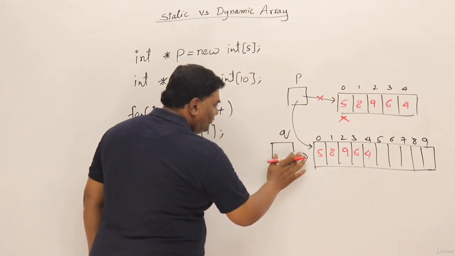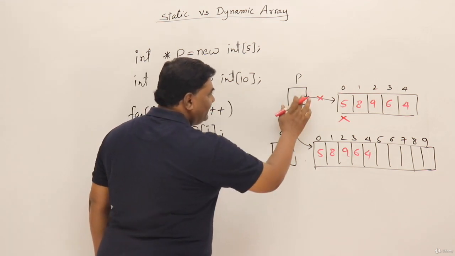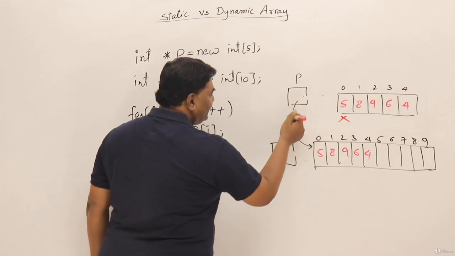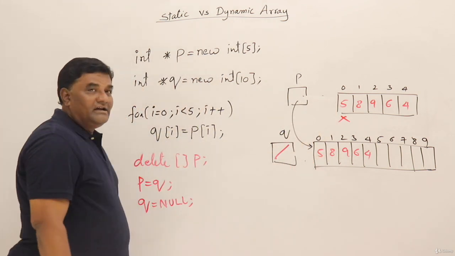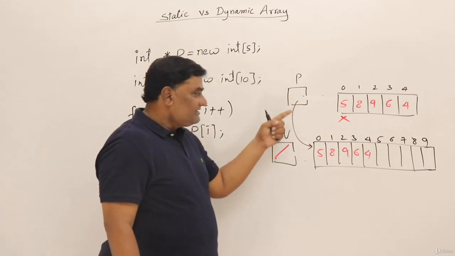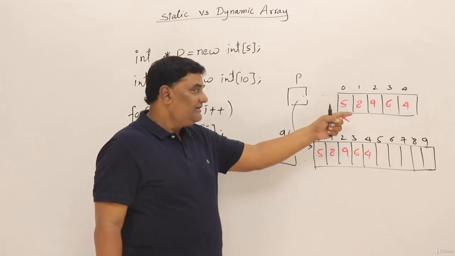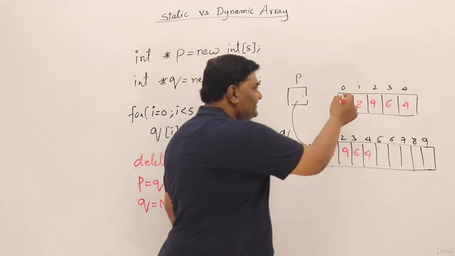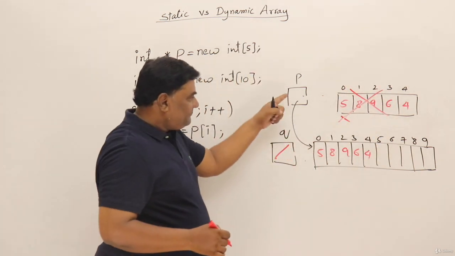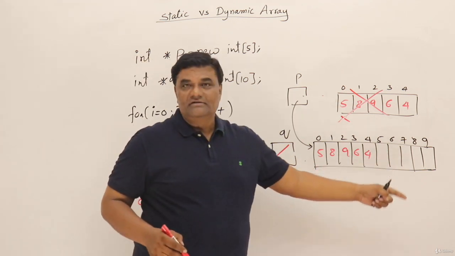So Q will no more point on that one. This is null, so this is not pointing on this one. It's pointing on this P. Now if I say P, this is the array now. That array is gone. It is deleted. So it is removed from the memory. And P array size is now 10.